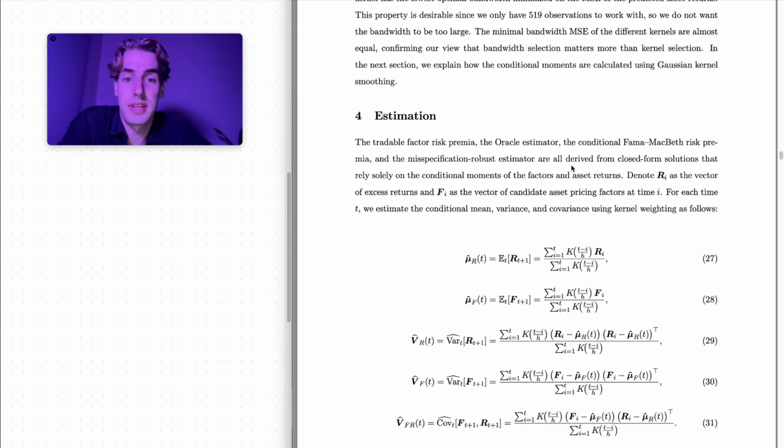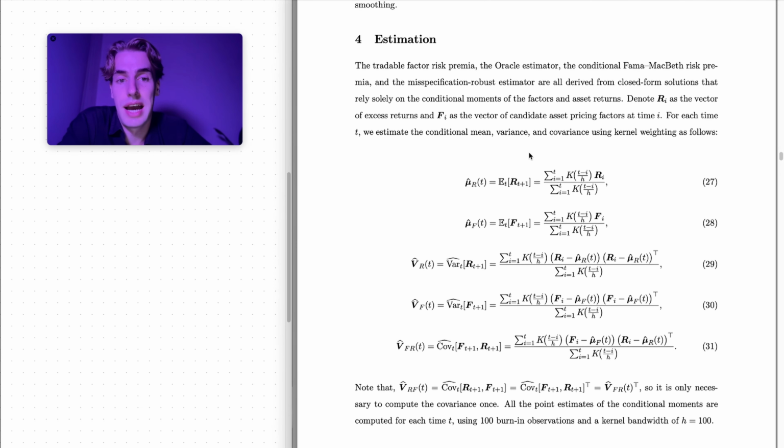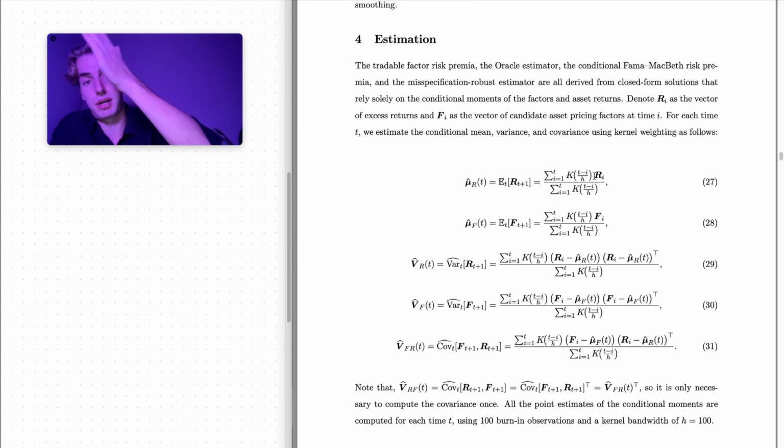So now we move on to estimation, and we'll see how we actually calculate the time-varying moments. These are the first moments of the returns and the vectors, and then the variance covariance matrices. What we see, we just calculate them in a normal way, but then we apply the Gaussian kernel by giving current observations more weight than past.